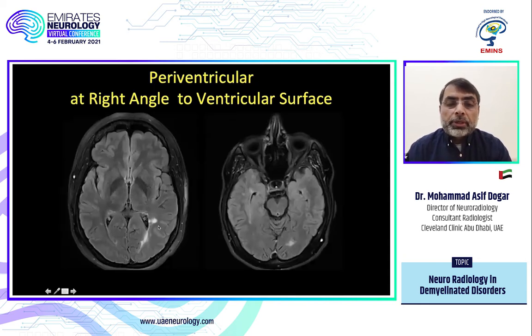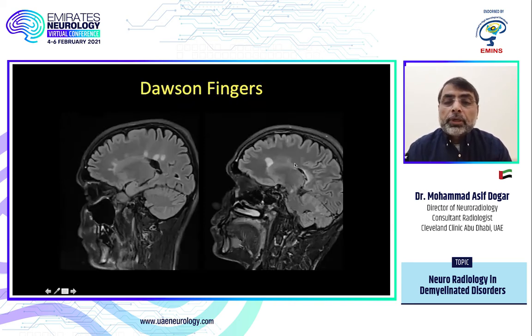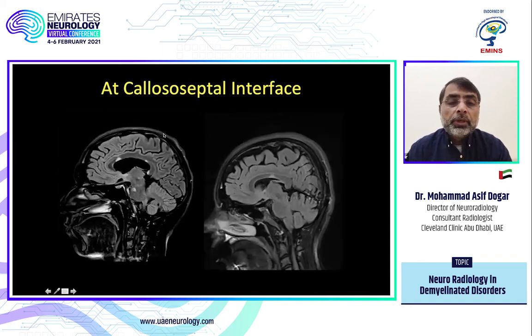Like this, you can see here is a typical periventricular lesion. It is at right angle. And these lesions are very specific for MS along the temporal horn. I will show you a few more examples. Here is another lesion, you can see these are periventricular at right angle. These are called the Dawson fingers. And here are the more typical lesions along the callososeptal interface. These are quite specific for MS, although they can be seen in some other disorders. Here is another lesion.